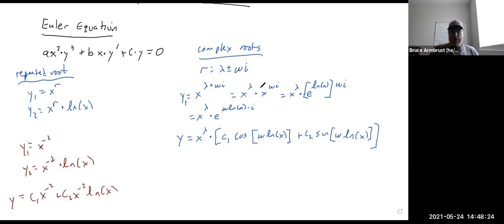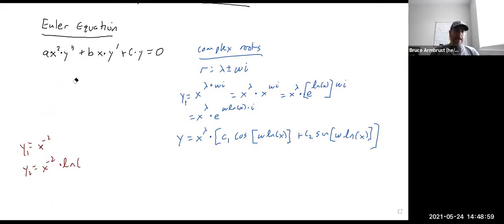All right, so now you're good to go for any Euler equation. Two unique roots: c1 x to the r1 plus c2 x to the r2. Repeated root: x to the r and then x to the r log x. Complex roots: x to the lambda times c1 cosine of omega natural log x, and c2 sine of omega natural log x. I'm going to show you an example of complex roots real quick, but you'll see that it's not really that big of a deal as long as we remember this form over here.